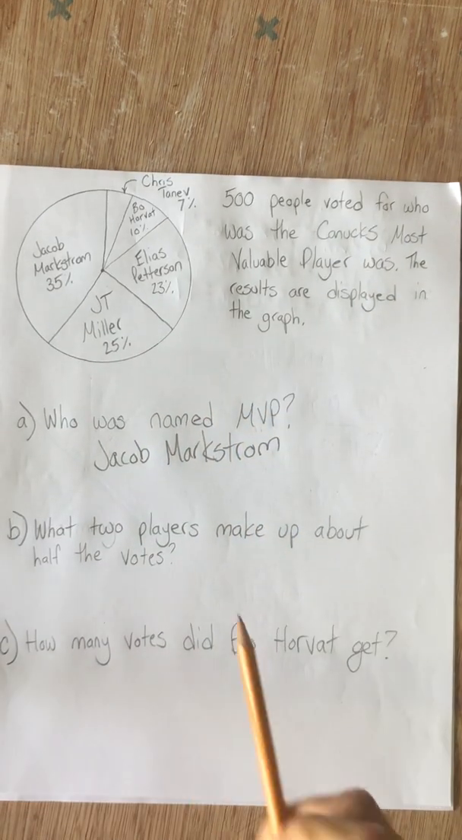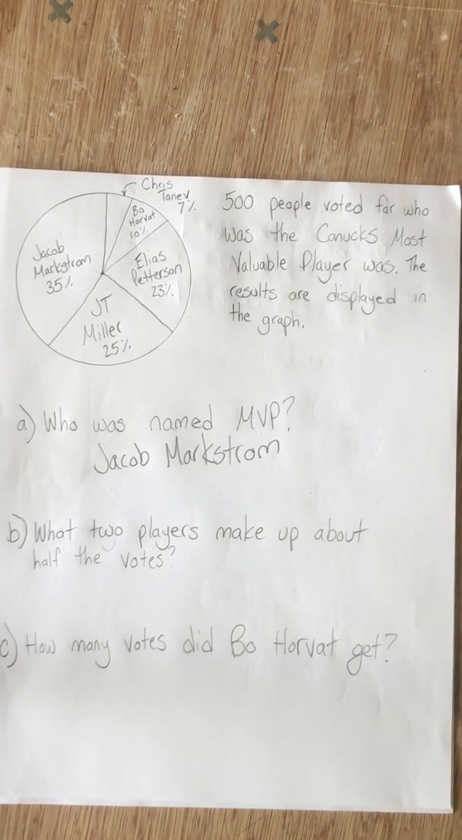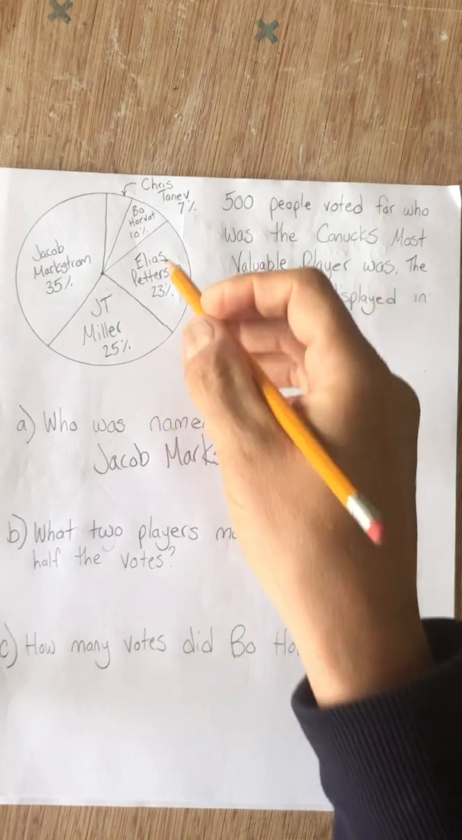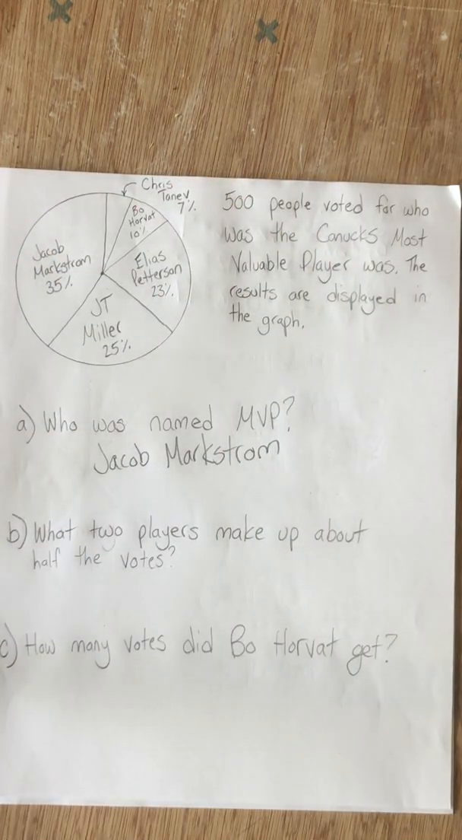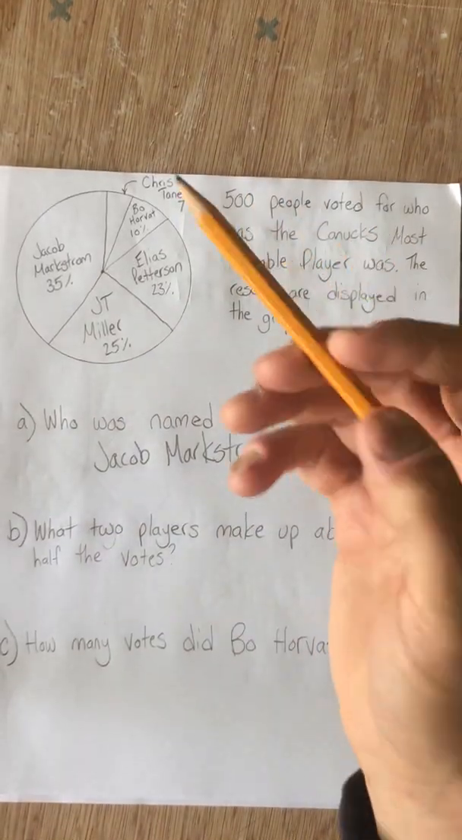Okay, second question here. What 2 players make up about half the votes? Well, half the votes, that would be half of the 100% it takes to make up the full circle. So half of that would be 50%. 50% is another way of saying half. So which 2 here add up to be about 50%?